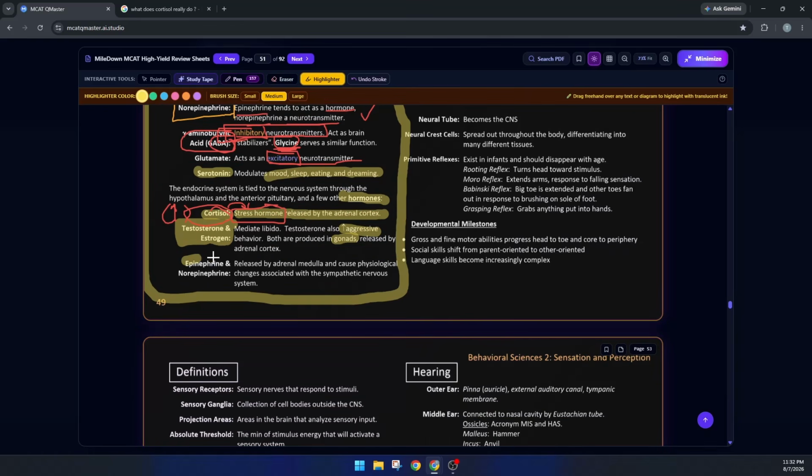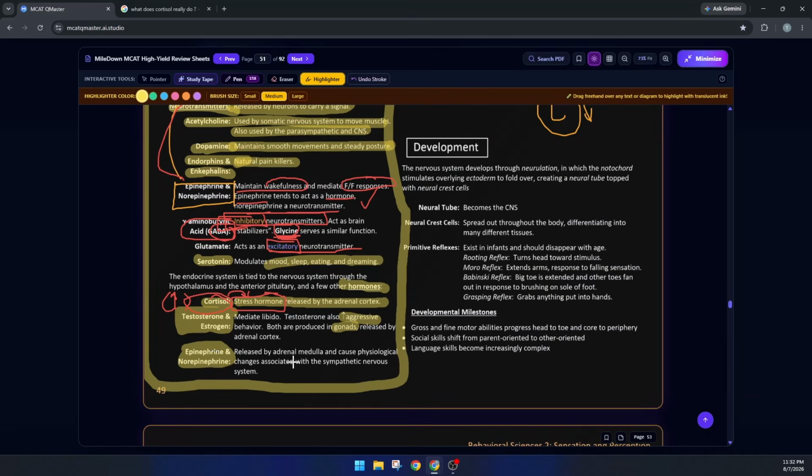Okay, next is epinephrine and norepinephrine. I don't know why it says it twice. But down here it says released by adrenal medulla, cause physiological changes associated with sympathetic nervous system. So yeah, just memorize that.